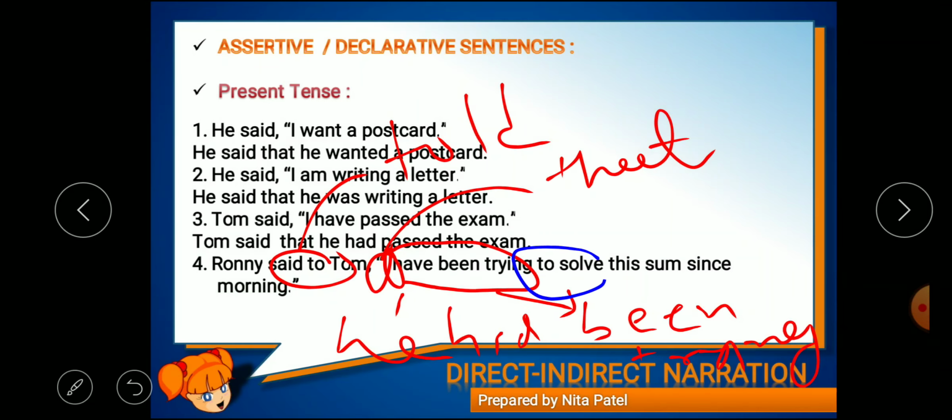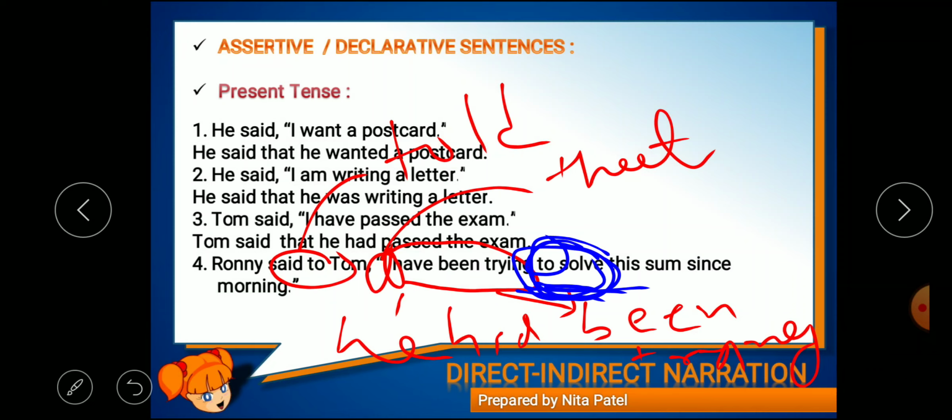Now we have another verb. Wherever you find that there is a verb form but to infinitive is there, right? To is the infinitive. Wherever you find any verb form and along with the verb form to infinitive is used, do not change the tense. It is the infinitive, right? So don't change the tense wherever to is used. So to solve will remain as it is.